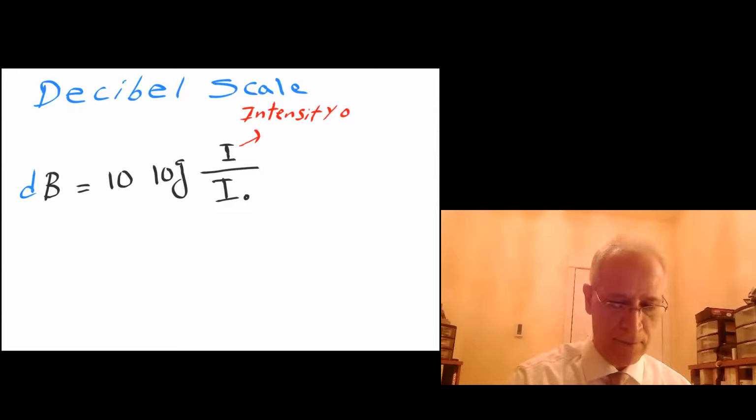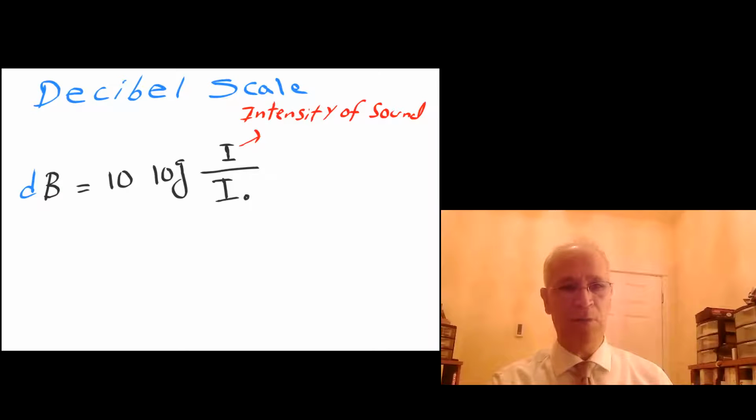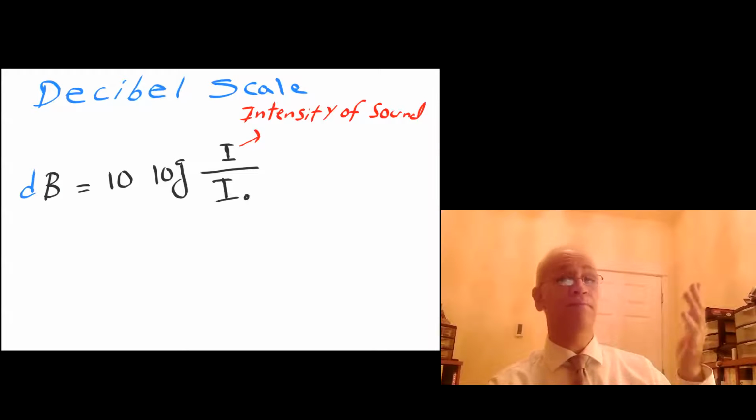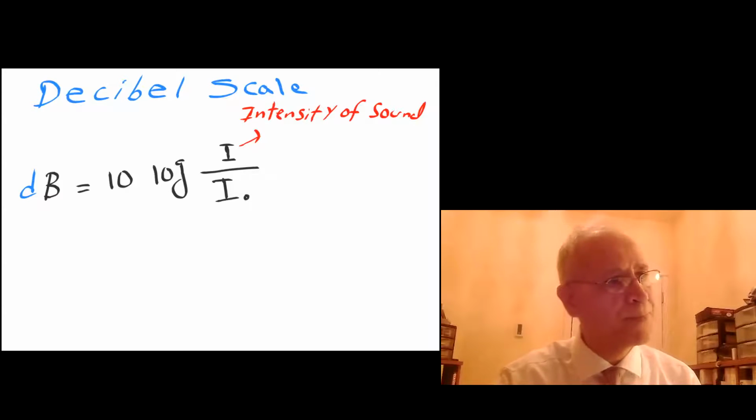intensity of produced sound. So let's say you're talking about an engine of an automobile versus an engine of an airplane. Obviously, an engine of an airplane is a lot more intense, at least in most cases.